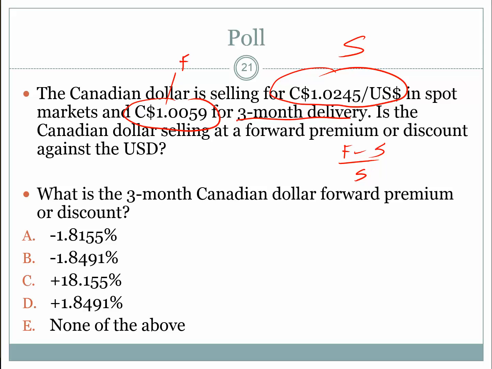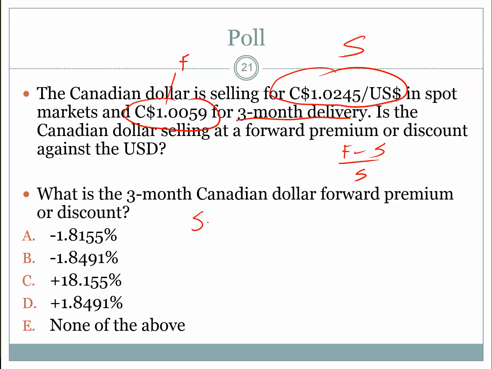So in this example, what you see actually is it looks like the dollar is getting cheaper. The price of the dollar is going from 102 to 100 or less. So you can see the dollar is getting cheaper, so it must be at a discount. So the Canadian dollar must be at a premium.